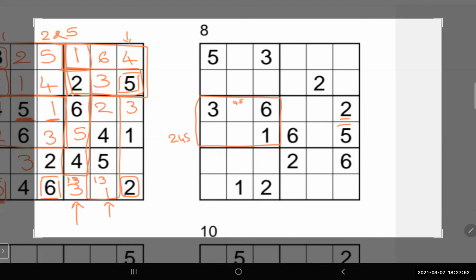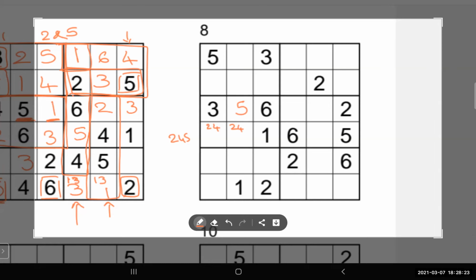Look at this clue here, sir. 5 is in the column, so 5 can't come here, right? Yes, sir. So the only place for 5 is below, between 3 and 6, sir. Correct. So 2 and 4 we don't know where will come, right? Yes, sir. Okay.